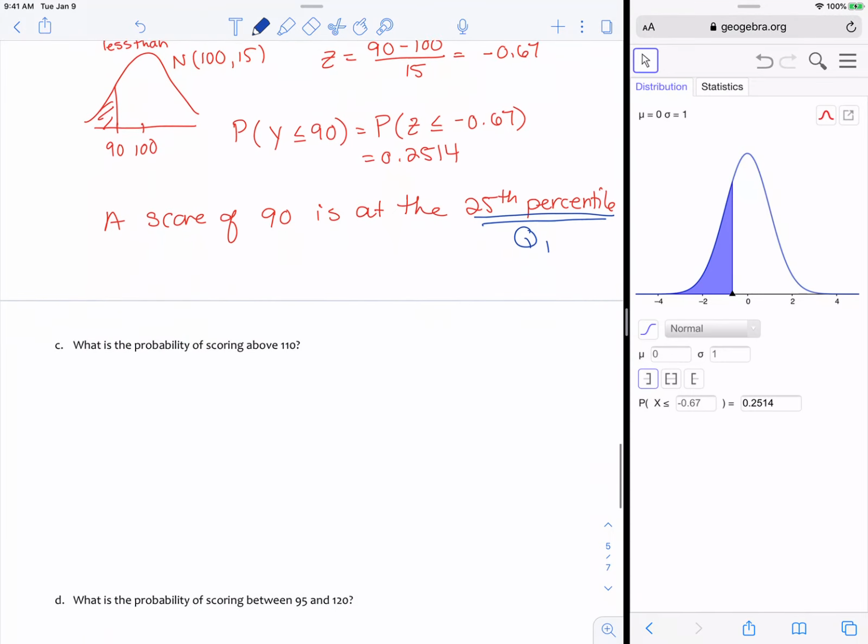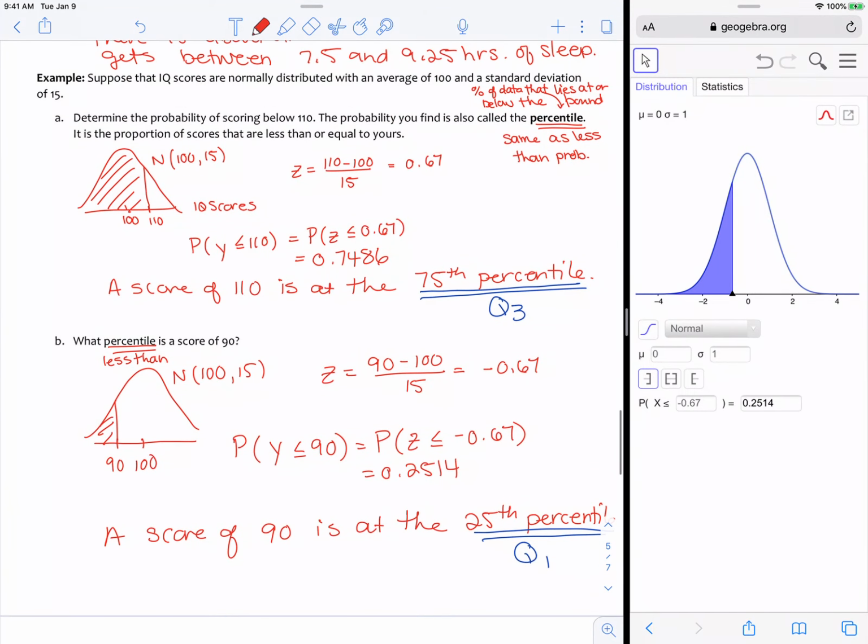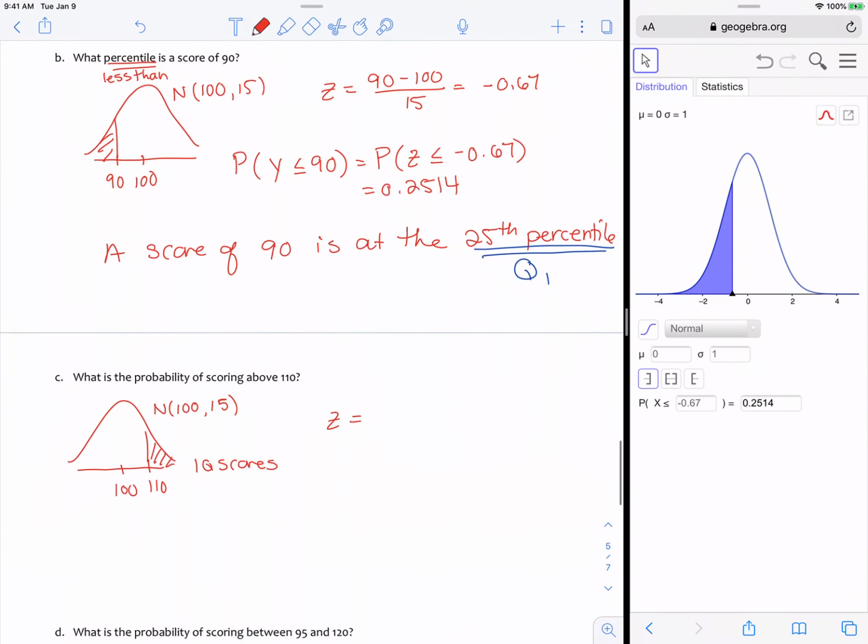All right, so the next one, what is the probability of scoring above 110? So again, we're going to get that picture. There is 100. This is meant to be normal. Mean of 100, standard deviation of 15. These are IQ scores. And we want above 110. There it is. We're shading over here. Z-score, we've done 110, right? So we can use the same z-score, 0.67.